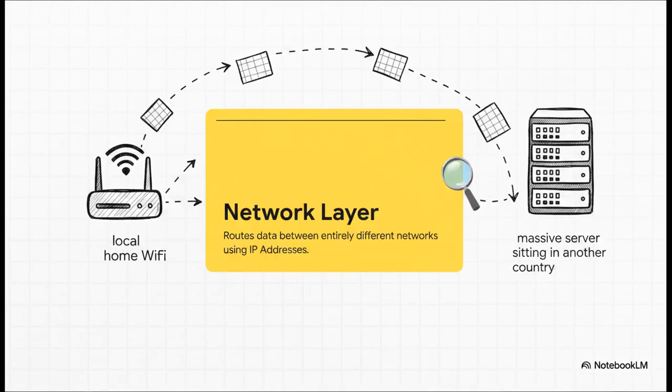Dropping down to layer 3, we hit the network layer. This is the layer that figures out how to get data between entirely different networks.